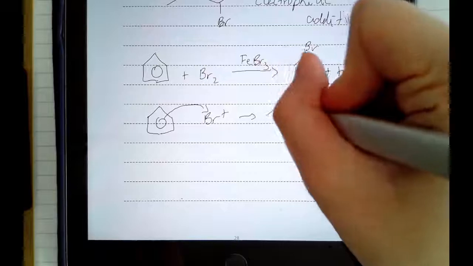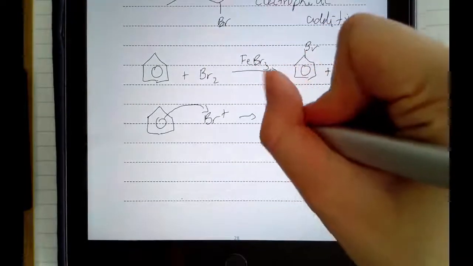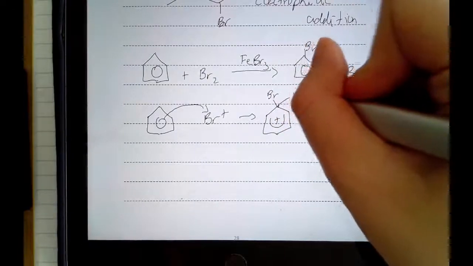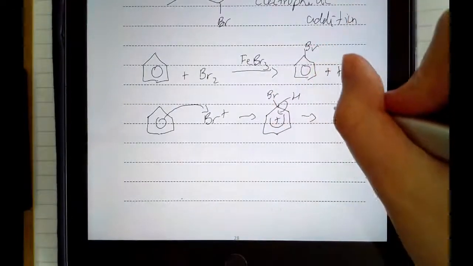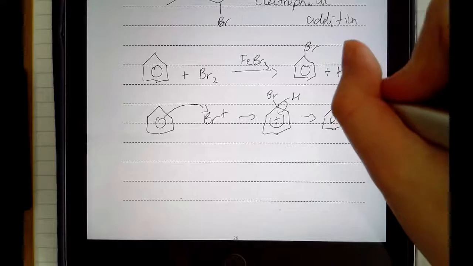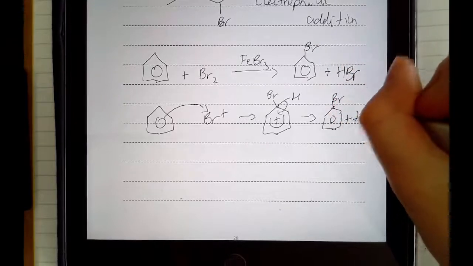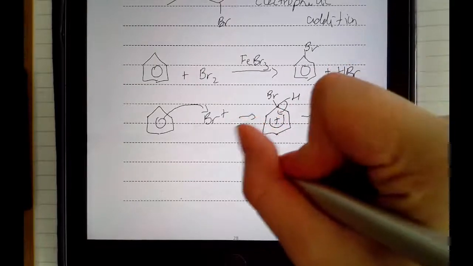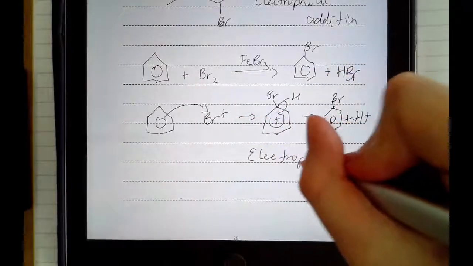It reacts. I end up with my bromine. I lose my hydrogen. I regenerate my ring structure. Kick off the H+, which will then go and regenerate my catalyst. And this is an example of electrophilic substitution.